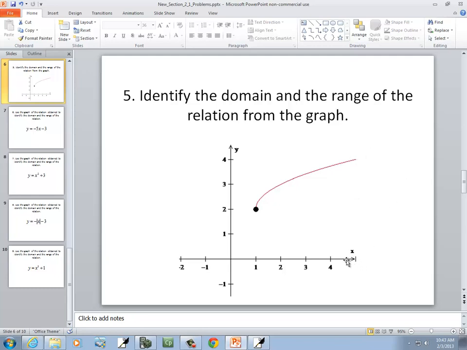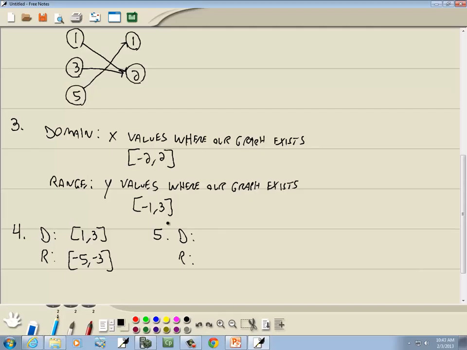So if I come over here to like x equals 4, well, it exists there. If I go up, I can find my graph. If I come up to x equals 5, I can find my graph. If I come over here to x equals 50, if I go up far enough, I'm going to find my graph. Actually, since this keeps going forever this direction, it's going to be all the x values going that way. So this is going to be from 1 to positive infinity.